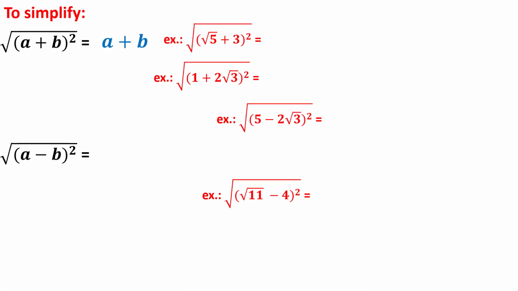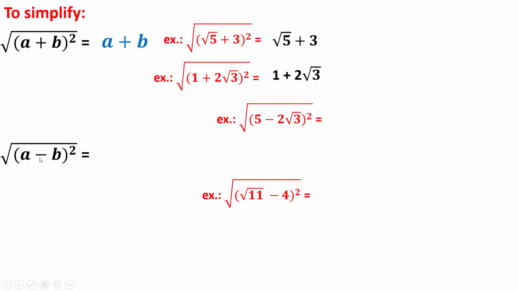For example, radical 5 plus 3, all of it squared. Since I have plus inside, this is positive, so the square cancels the radical and it comes out as radical 5 plus 3. The same, radical 1 plus 2 radical 3, all of it squared. Since it's positive, the square cancels the radical, so it's 1 plus 2 radical 3.